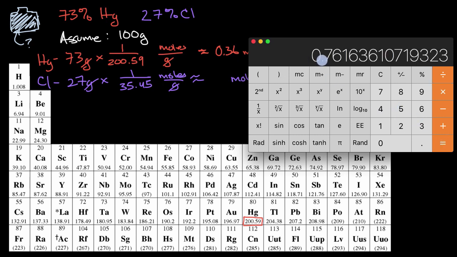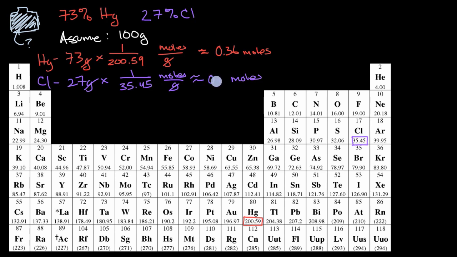We take 27 divided by 35.45, gets us to 0.76 roughly. And remember, when we're talking about moles, this is how many moles of chlorine we have, or how many moles of mercury. That's a number. You can view that as the number of atoms of mercury or the number of atoms of chlorine. Moles are just the quantity specified by Avogadro's number. So this is 0.76 times Avogadro's number of chlorine atoms.